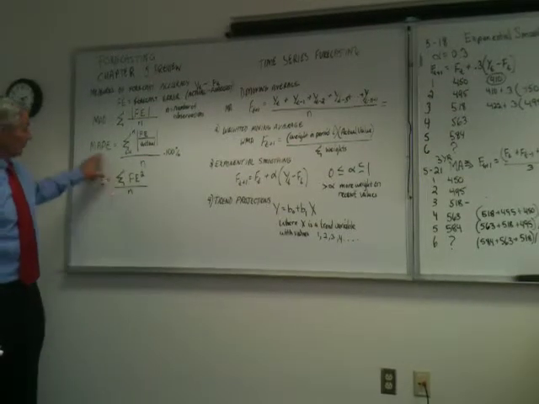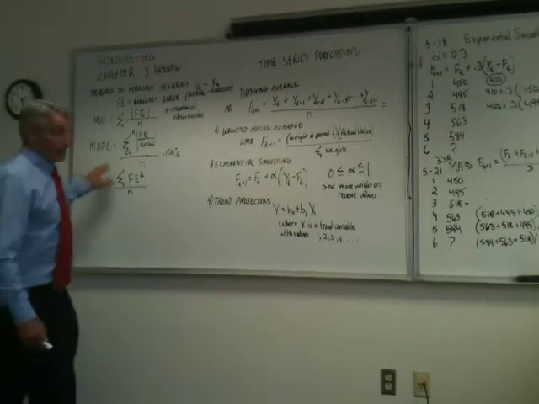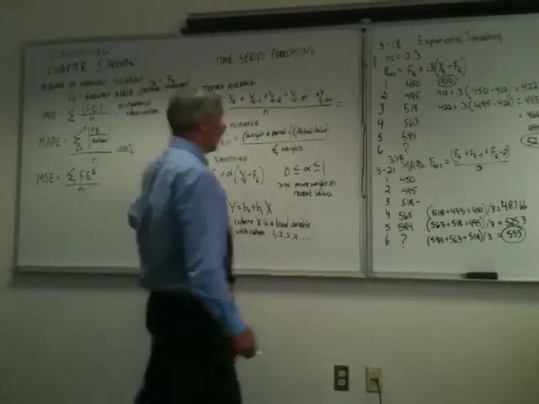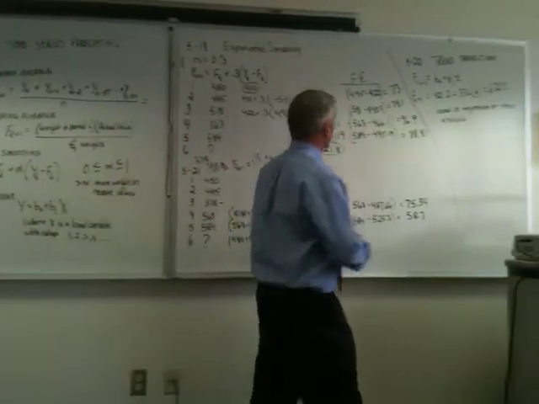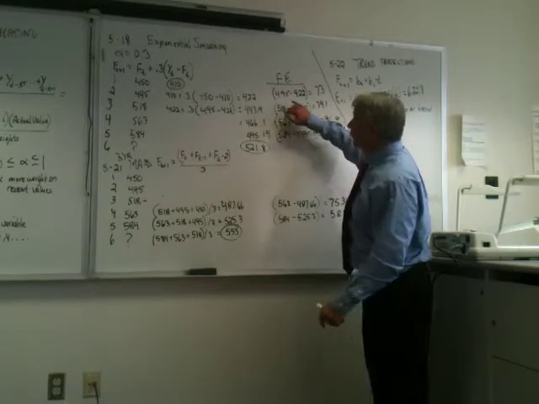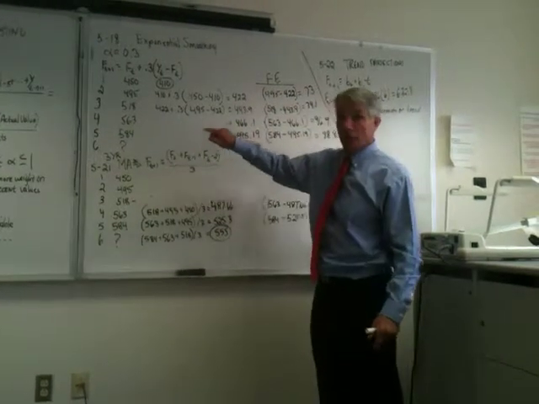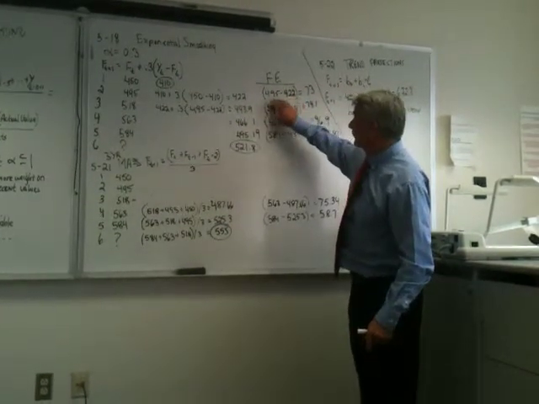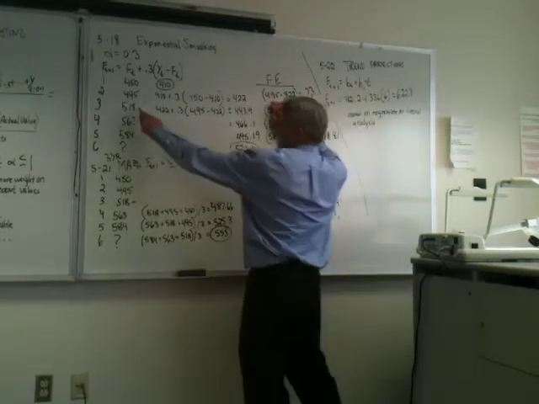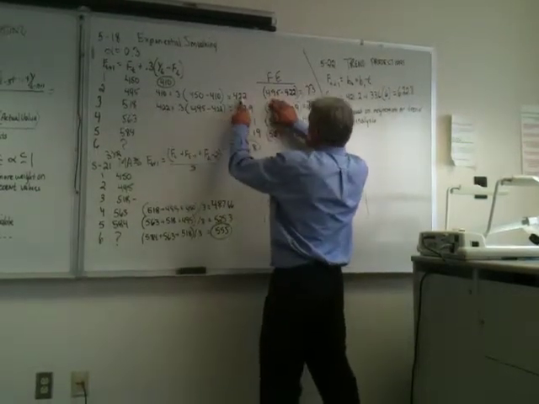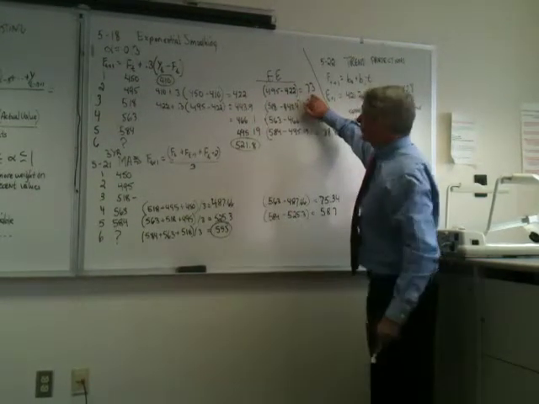So what we need to do is calculate a forecast error. Remember the forecast error is the actual minus the forecast. So in this one here, we had 495, and we forecasted 422, so that math comes out to be 73.